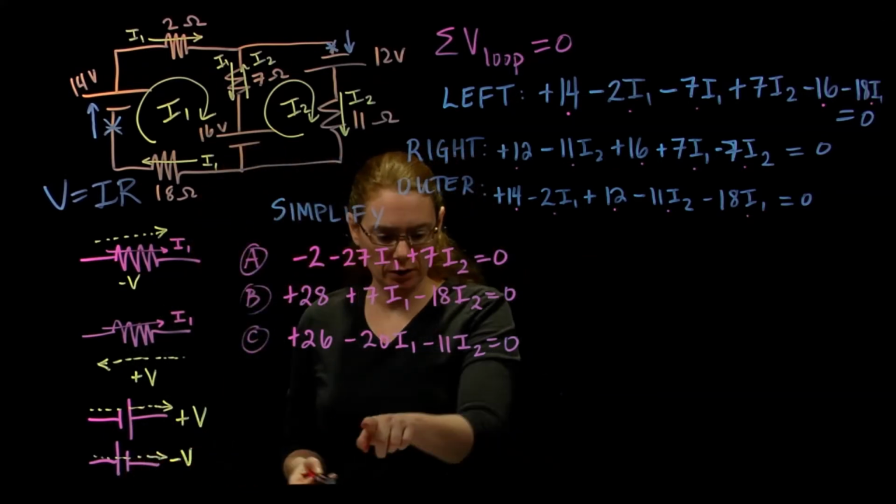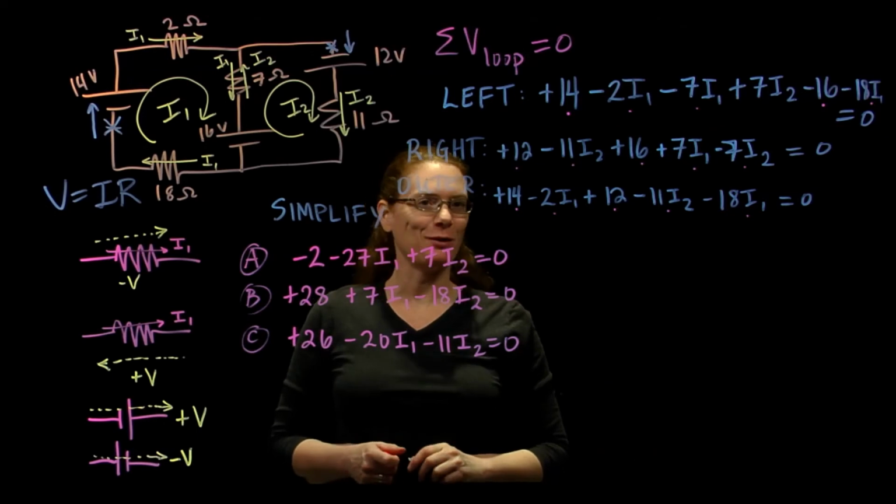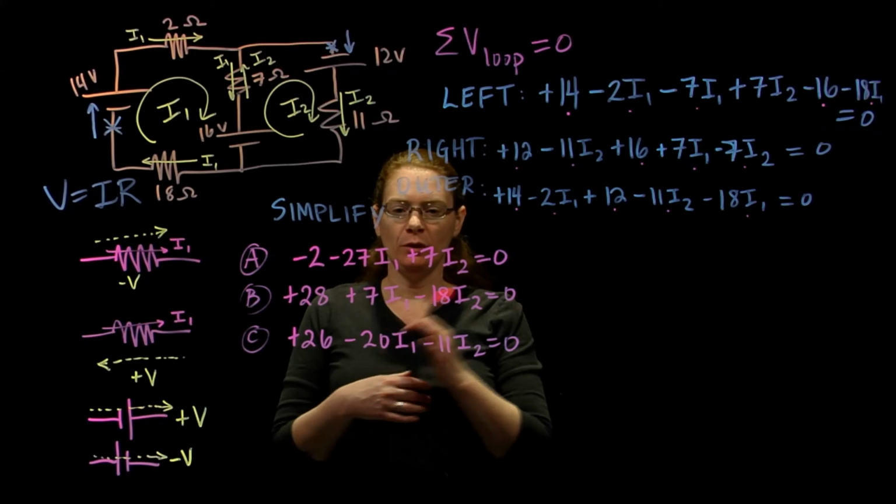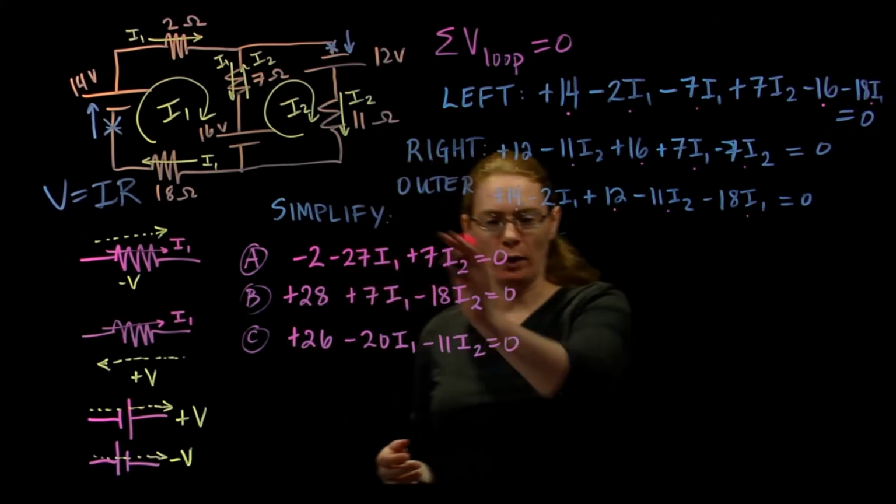And I'm just going to double check. Yep, looks like I did it the same way 2 times in a row, probably got it right. So how can I use these equations to solve for I2 or I1?